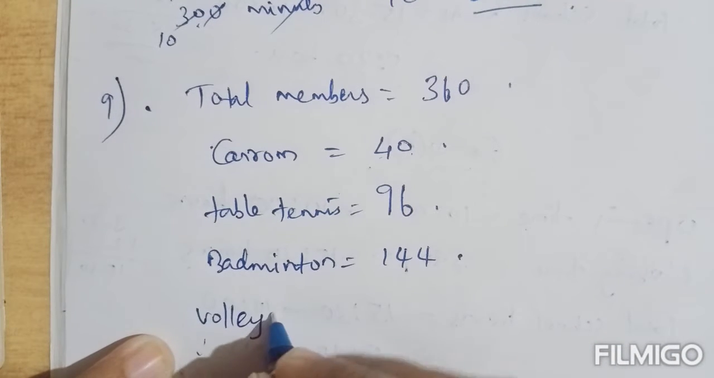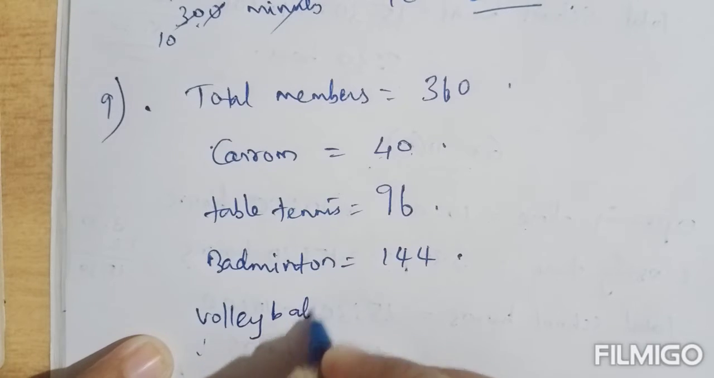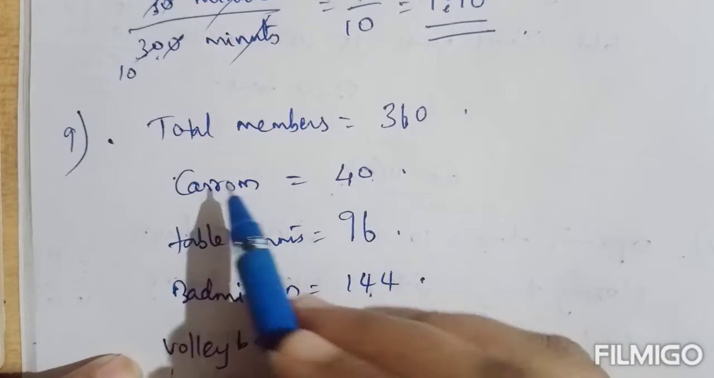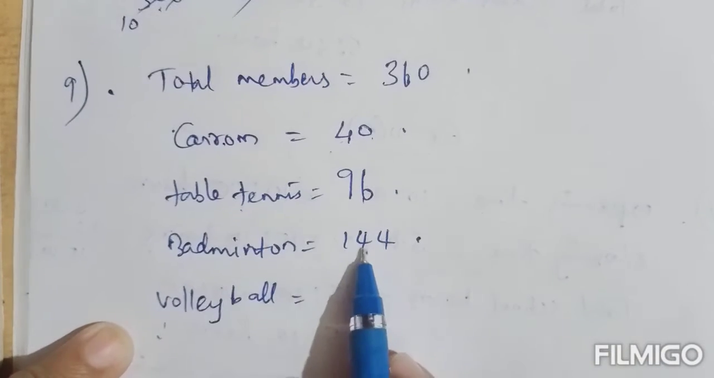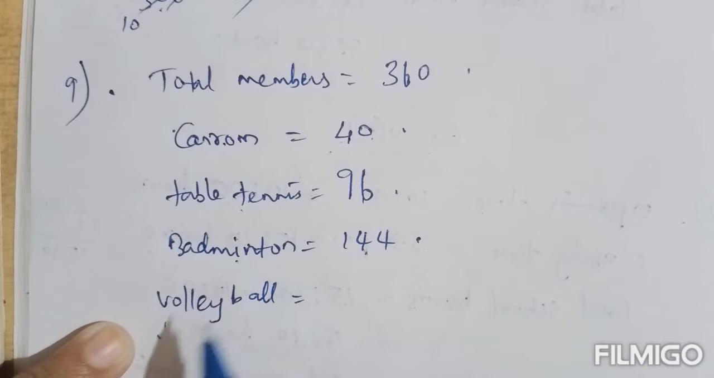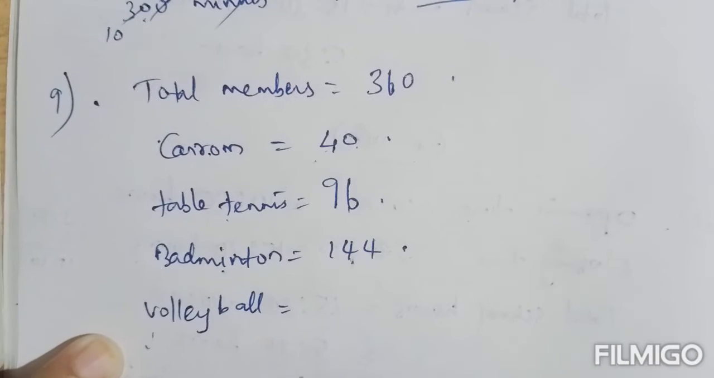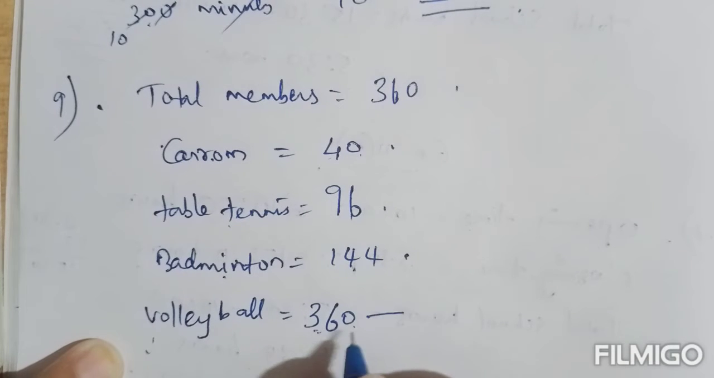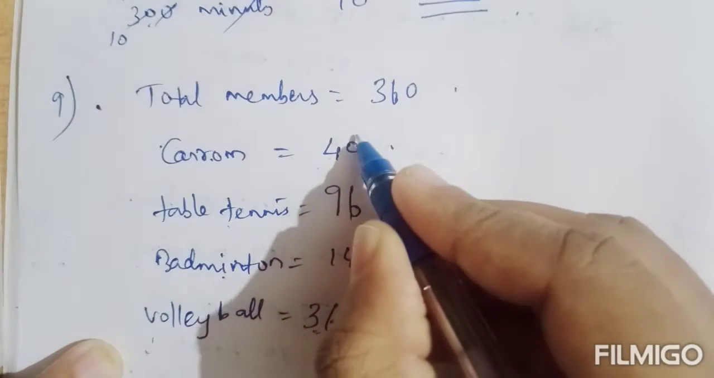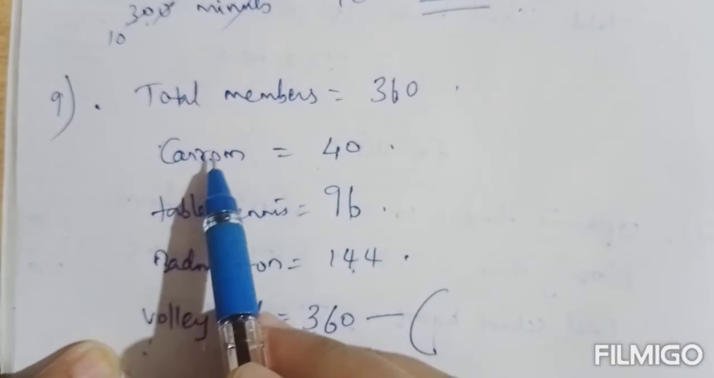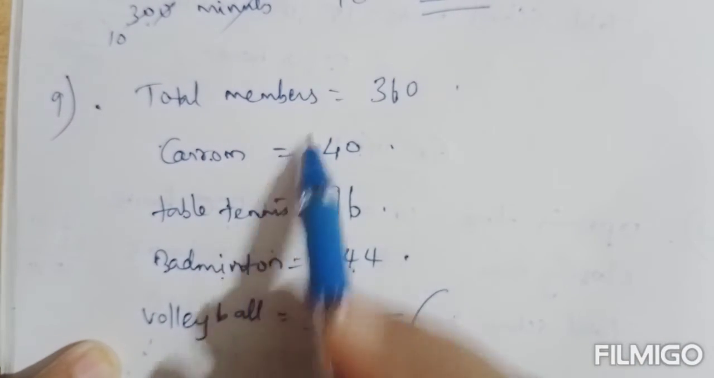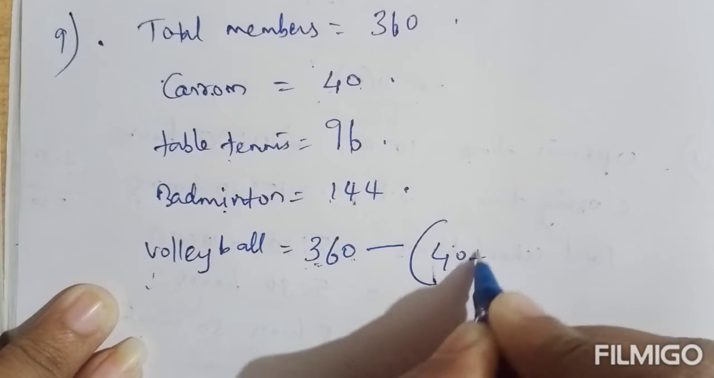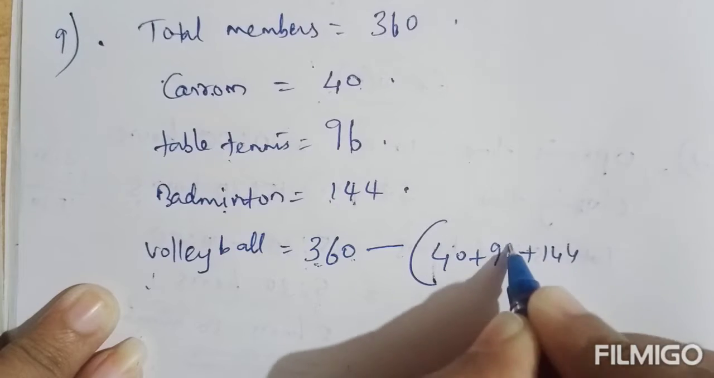So what will be the number of members who play volleyball? How can you find? Total it is 360. Out of that 40 will play carom, 96 play table tennis, 144 will play badminton. So the number of members who play volleyball you can find by subtracting from 360. From total members you can subtract the members who play carom, table tennis and badminton. That is 360 minus 40 plus 96 plus 144.